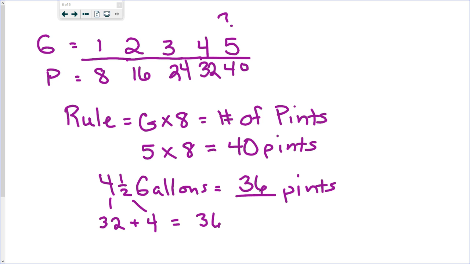Is my answer reasonable? Yes, my answer is reasonable because 4.5 falls between 4 and 5, and 36 falls between 32 and 40. And actually, if we figure out the difference of this here, 40 minus 32, we have 8. So half of 8 is 4, so I can just add 4 to here and I get 36. Okay, that's going to be halfway between 32 and 40.